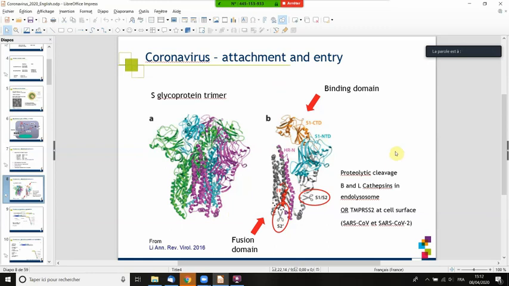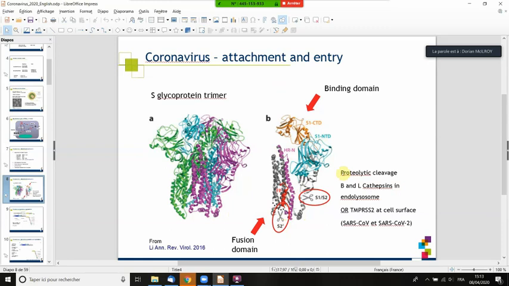Right, so in order for this to work for the virus, the fusion domain's only got to be activated after binding, okay? And for coronaviruses, it's a proteolytic cleavage which activates the fusion domain.